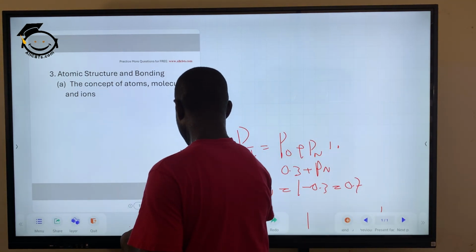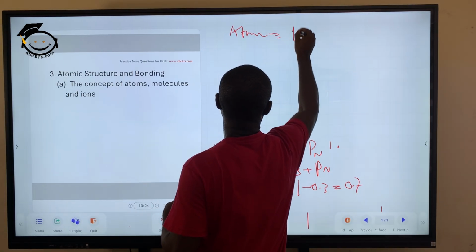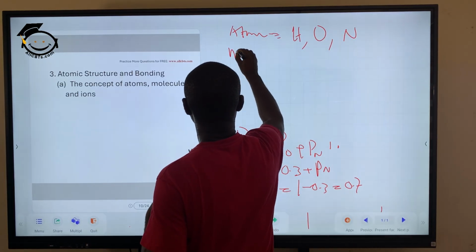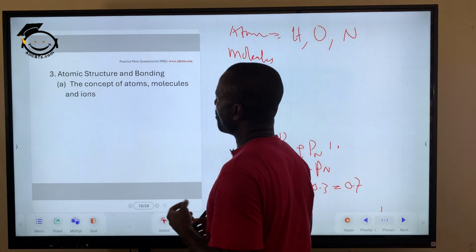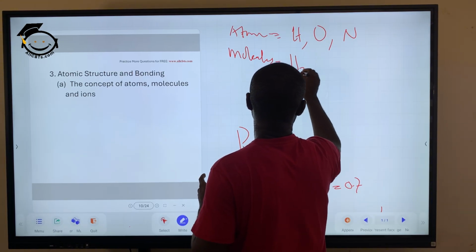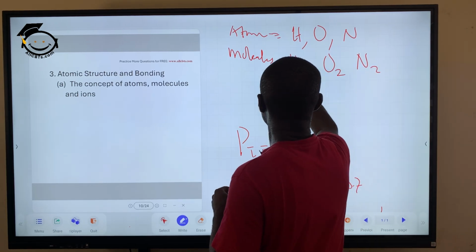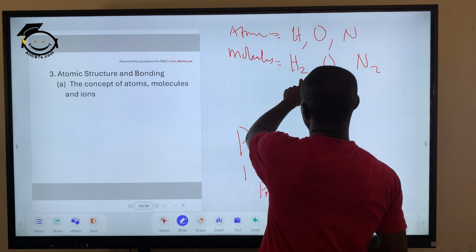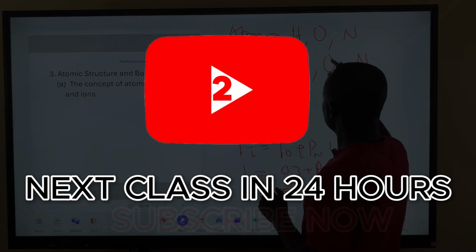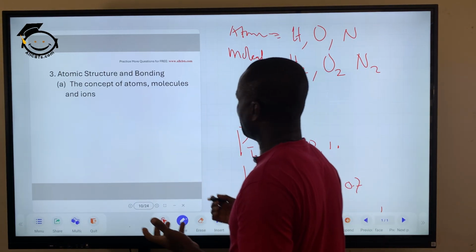While we have an atom of hydrogen, examples of atoms are hydrogen, oxygen, nitrogen, etc. Then we have molecules. Molecules are combinations of atoms. For instance, we may have one molecule of hydrogen to be this, one molecule of oxygen to be this, one molecule of nitrogen to be this. So you see, a molecule is a combination of atoms. Two atoms of hydrogen make up a molecule. Two atoms of oxygen make up a molecule of oxygen. So a molecule is a multiple of atom.